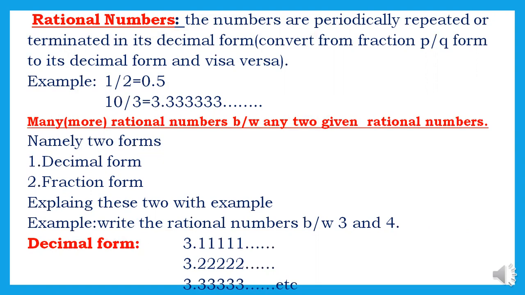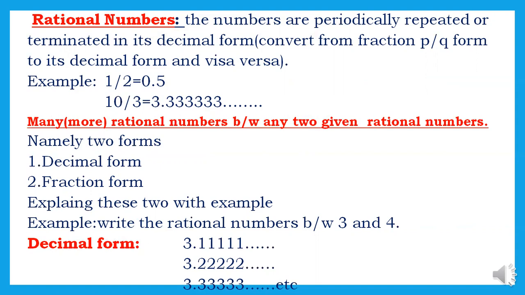3.3333, and so on. Next point, many more rational numbers between any two given rational numbers. Its meaning is, if they give you two rational numbers, you want to write many rational numbers in between those two rational numbers. This you can represent in two forms, namely decimal form and fraction form. I am going to explain these two by taking an example.